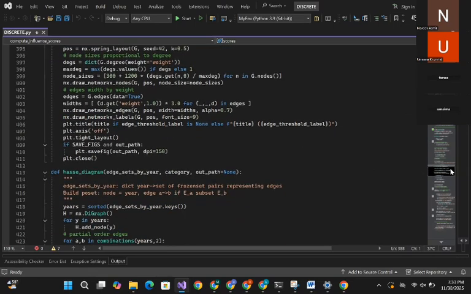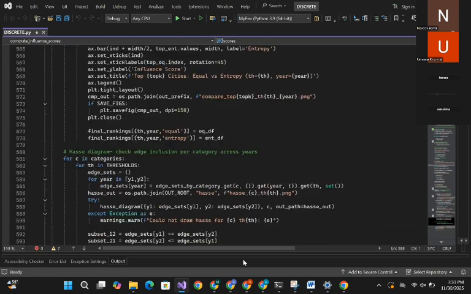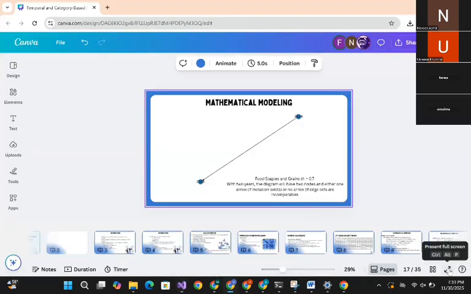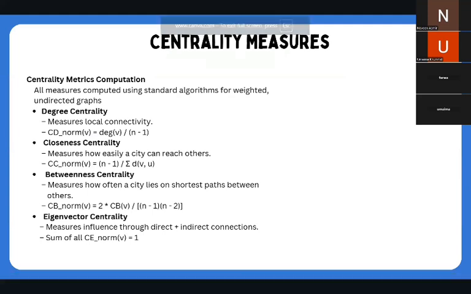Now I will also be explaining our centrality analysis, weighting system, and final insights. Once the graphs for each year and each category were built, we wanted to understand which cities are the most influential in terms of price behavior. To answer this, we calculated four different centrality measures. The first is degree centrality, which simply counts how many strong relationships a city has. If a city connects to many others, it means its trends are closely linked with the rest.